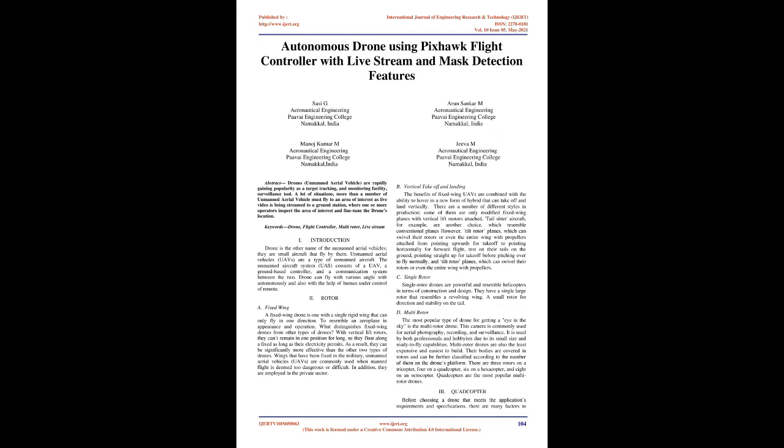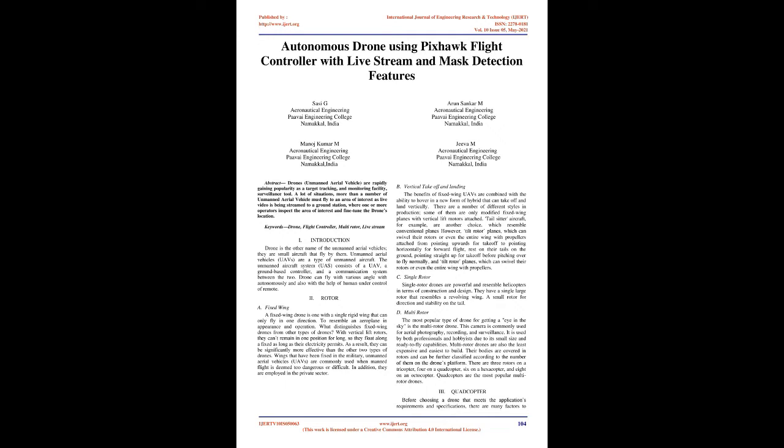Vertical takeoff and landing. The benefits of fixed-wing UAVs are combined with the ability to hover in a new form of hybrid that can take off and land vertically. There are a number of different styles in production. Some of them are only modified fixed-wing planes with vertical lift motors attached. Tail-sitter aircraft, for example, are another choice.